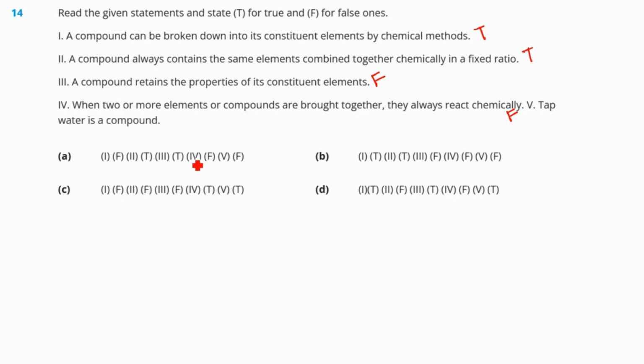Tap water is a compound. No. Tap water is not a pure compound. So this is also a false statement. So our correct answer is option number B.